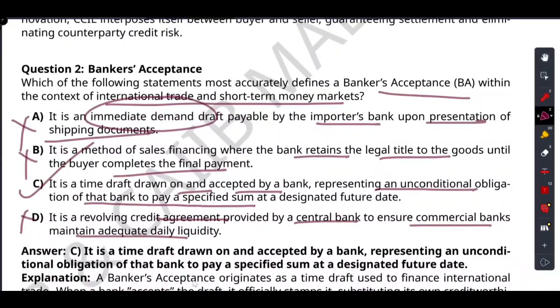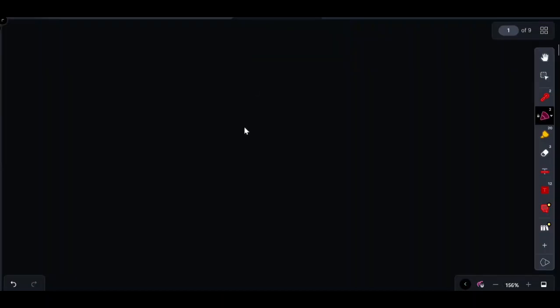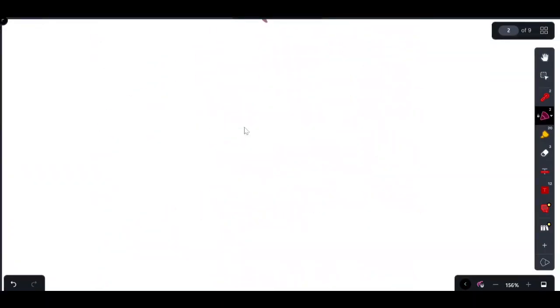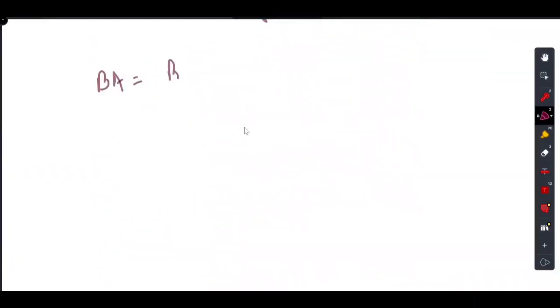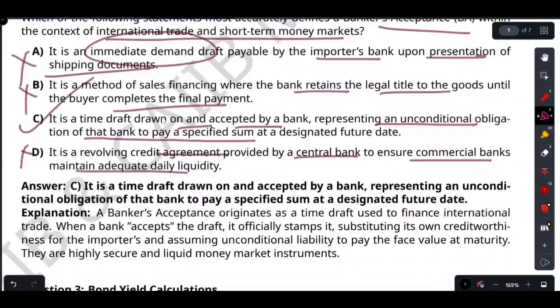Whenever you see banker's acceptance on the exam, think of the letters BA and the word time. I'm just giving you a trick to remember this. BA means bank autograph. Whenever the bank puts its autograph on a time draft, they are locking in the future payment. Just picture a banker signing an IOU with a giant ticking clock next to them. If you see the words time draft and unconditional obligation, you have found your right answer, and that is nothing but a banker's acceptance.